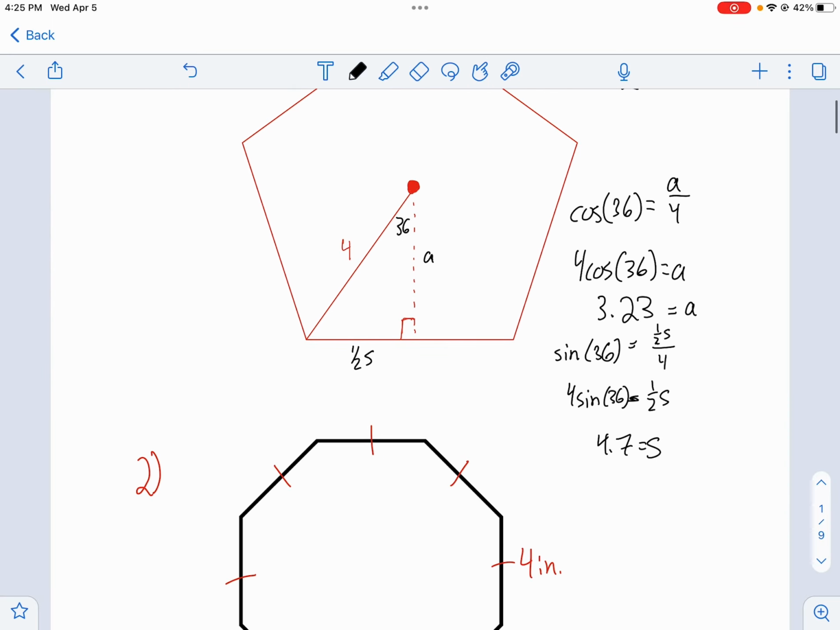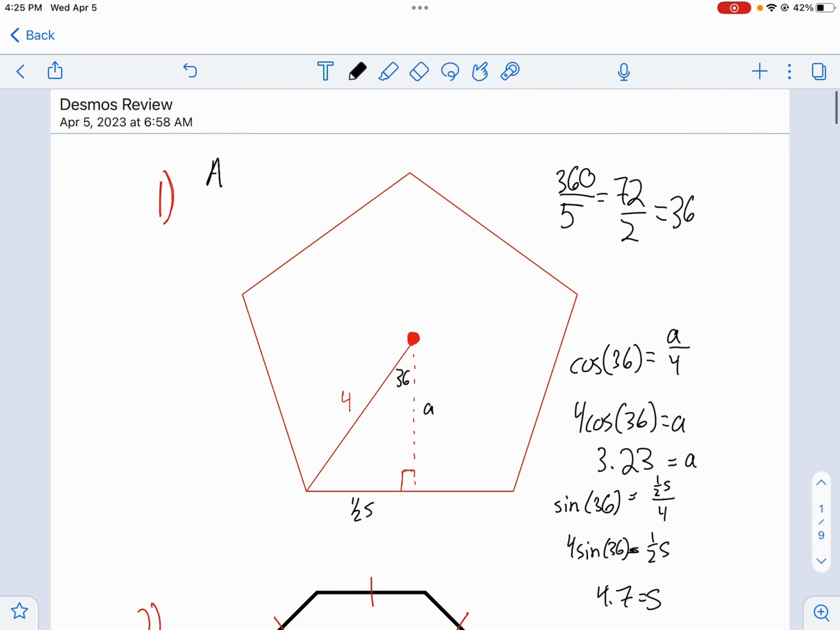If I want to continue, I will go ahead and find the area. So A is equal to 1/2 times the apothem, 3.23. I'm using the exact value from my calculator, but I'm just putting down a rounded value. Then I take my side, 4.7, multiply that by the number of sides, which is 5. That gives me my perimeter. So I have 1/2 times my exact value 3.23, times 4.7 times 5, and that gives me 38.04, or area is 38 units squared.